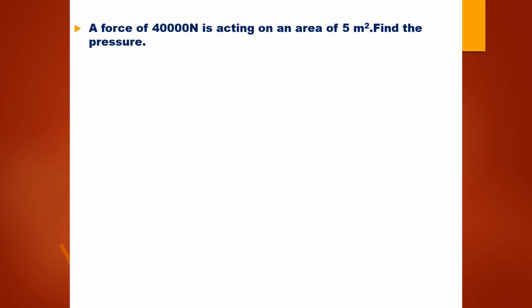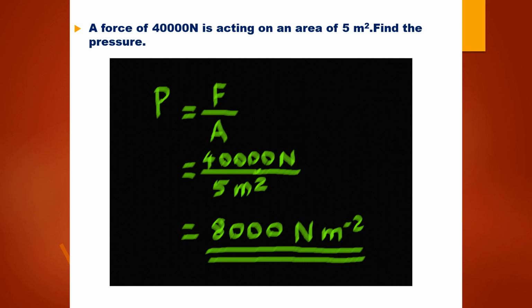Right now we are going to solve some problems related to pressure. A force of 40,000 newtons is acting on an area of 5 square meters. Find the pressure. Here force is given, 40,000 newtons. Contact area is given, 5 square meters. Then pressure equals force over contact area. 40,000 newtons should be divided by 5 square meters. Then the pressure is 8,000 newtons per square meter.